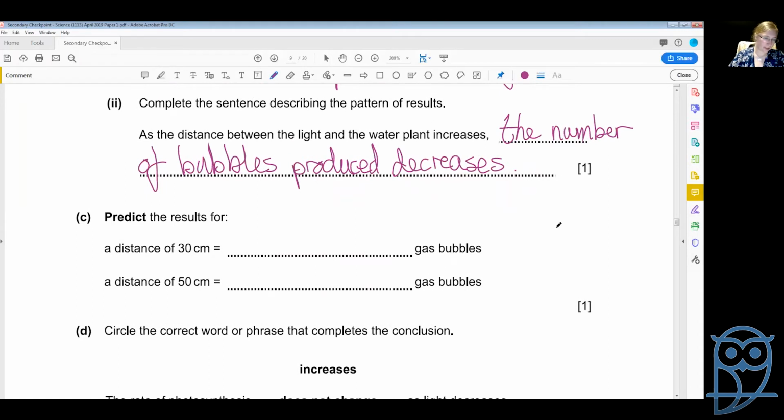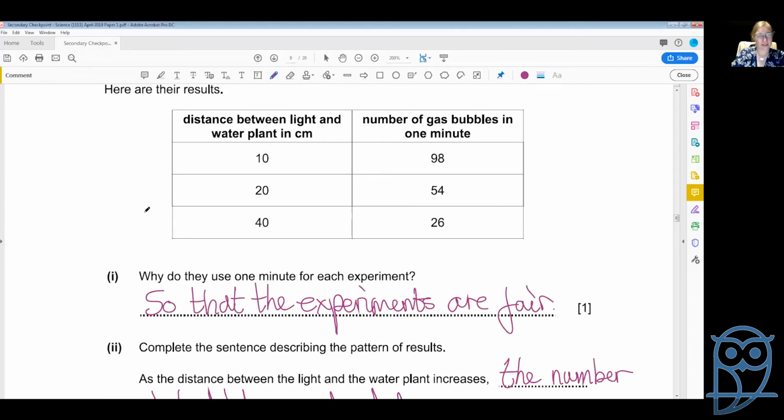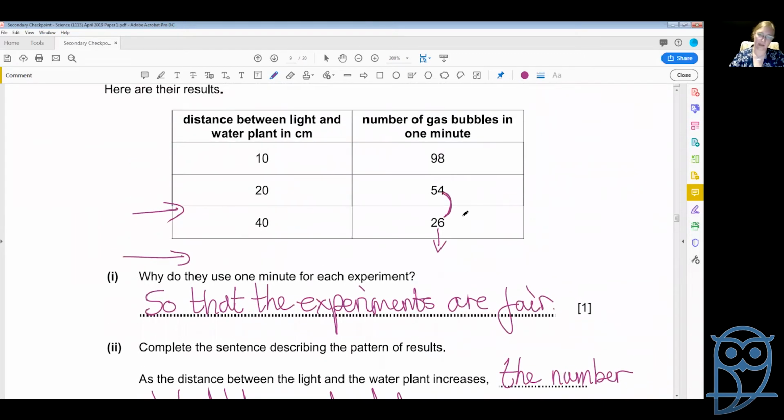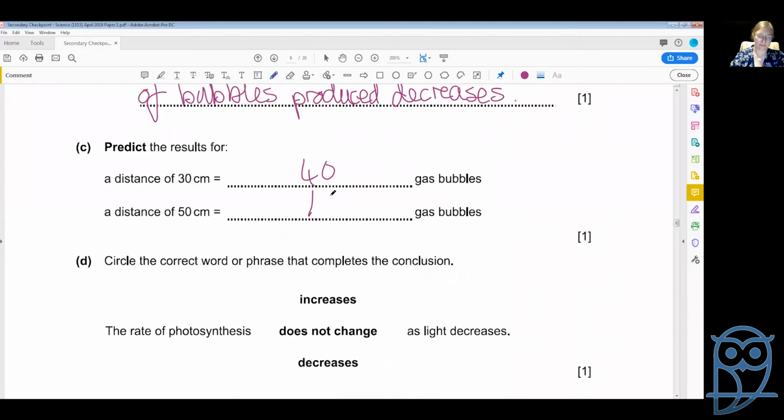So predict the results for a distance of 30 centimeters and a distance of 50 centimeters. Let's go over here. 30 centimeters is somewhere between these two, and 50 centimeters is somewhere after this one. So they will mark it right as long as your number is somewhere in between these two numbers or somewhere below this number. So if we look at these two numbers over here, we can find one that is sort of somewhere in the middle. So I'm going to go with 40, and a distance of 50 centimeters. So it has to be less than 26. So let's go with 15. Those are some good numbers, and they will mark these correct.